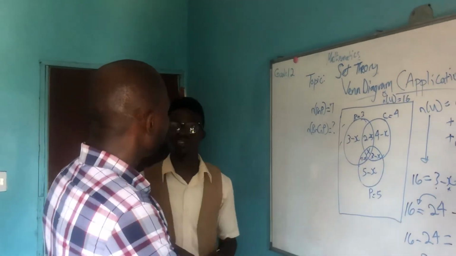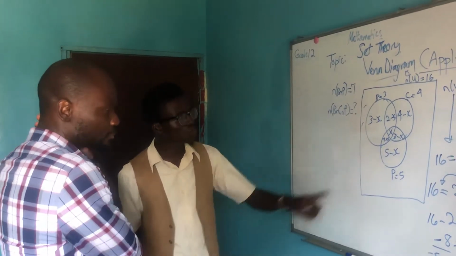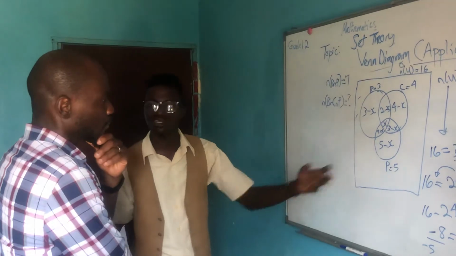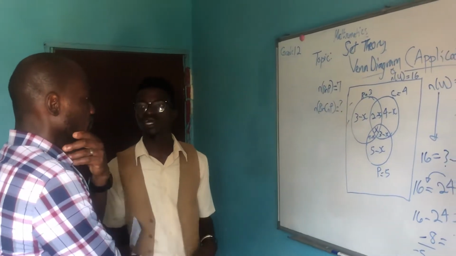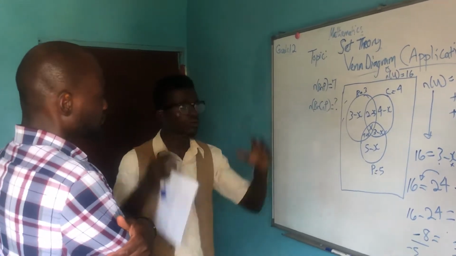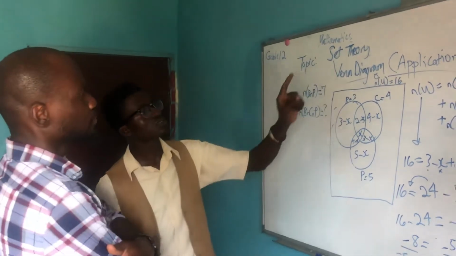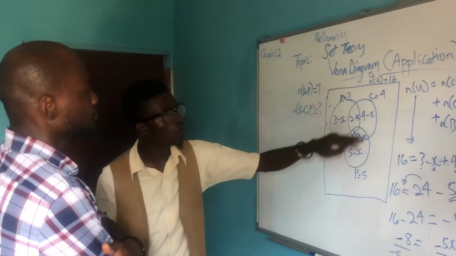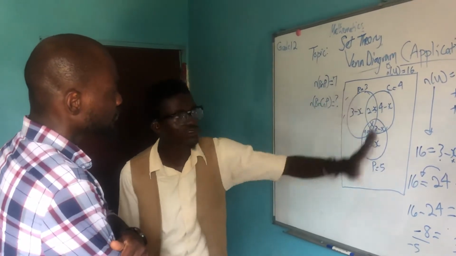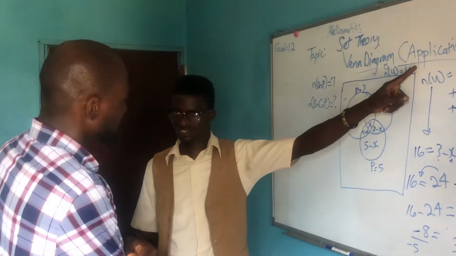Now, the question here is, how can this be done? How can I know the number of students that know chemistry, biology, and physics, the X? To find that, we have a standard formula, or we say idea, which is for the universal set. The universal set is going to be the sum of all the three sets. Whatever we have in here, we add all of them, and whatever value we have must be equal to the universal set, 16.